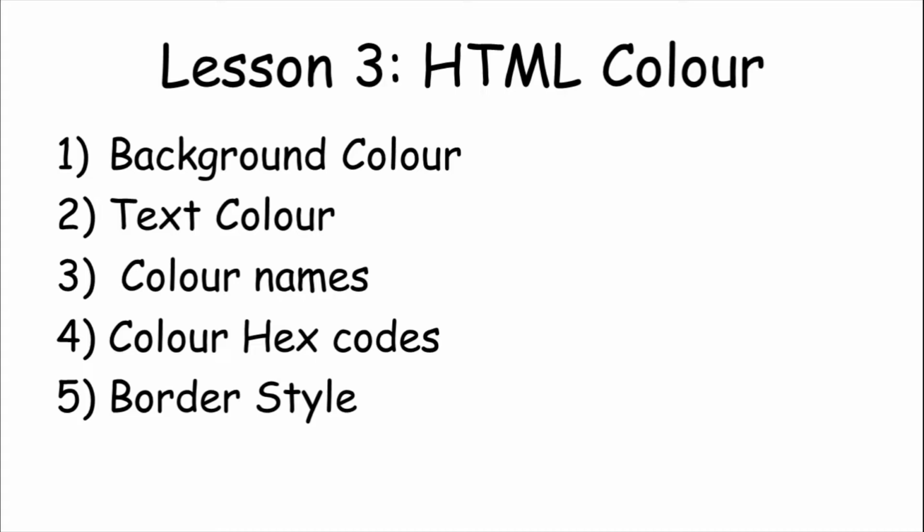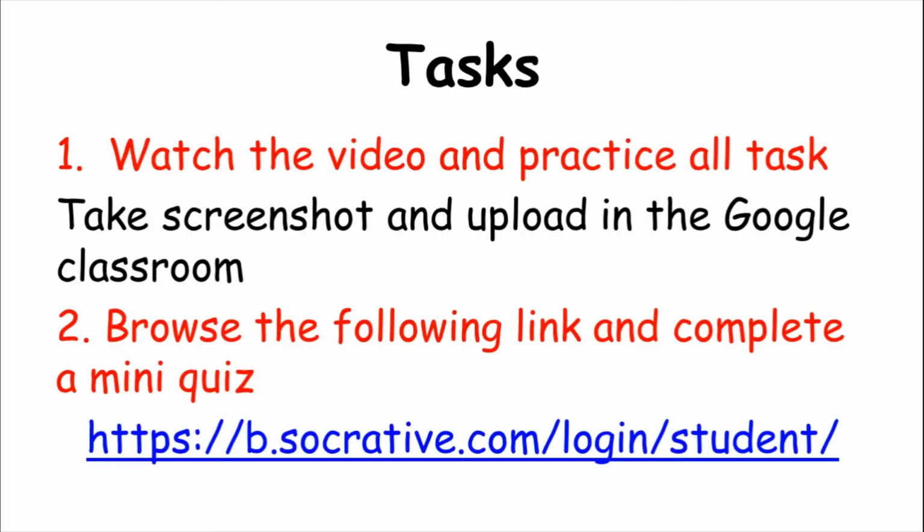So basically we will do these 5 things. One is the background color, another one is the text color. Then this background color and the text color will be changed using the two methods, color names and the hex code, that's the color codes. Okay, same as the last lesson, same format.